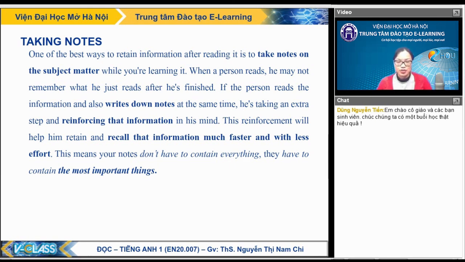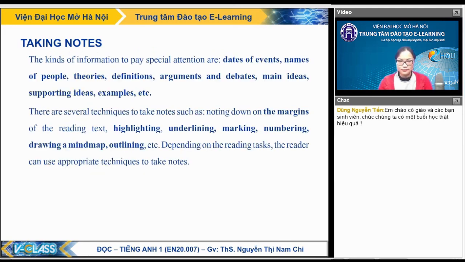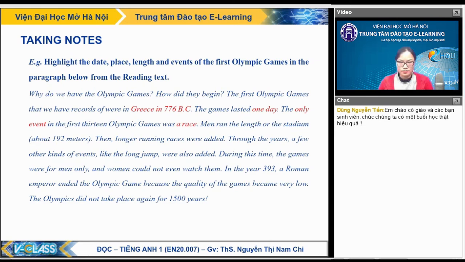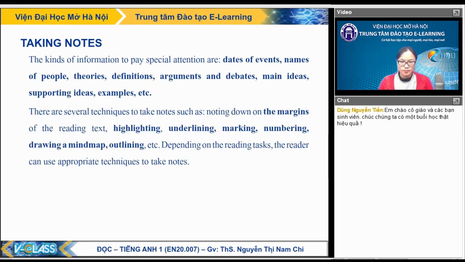This means your notes don't have to contain everything, and you have to contain the most important things. The kinds of information to pay special attention to are dates of events, names of people, theories, definitions, arguments and debates, main ideas, supporting details, for example.